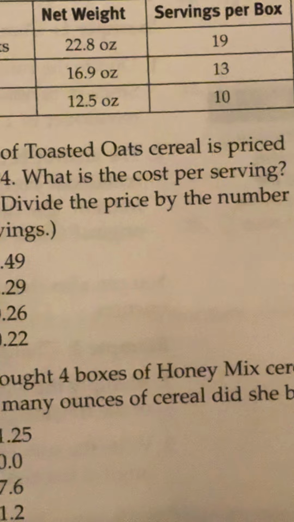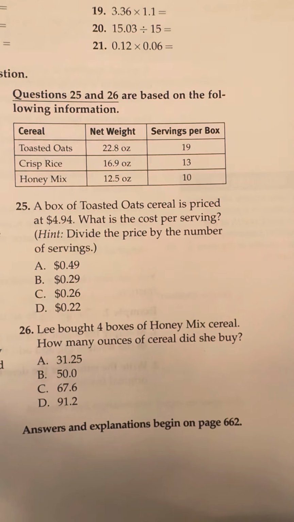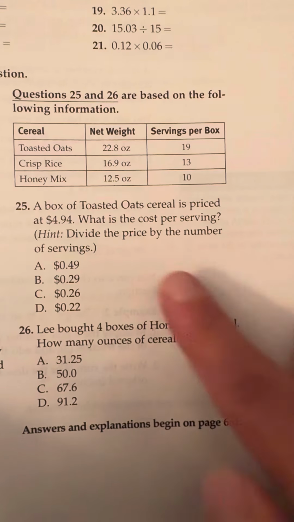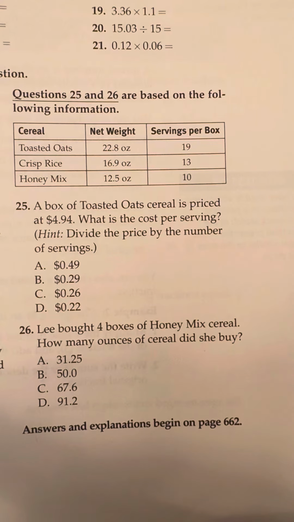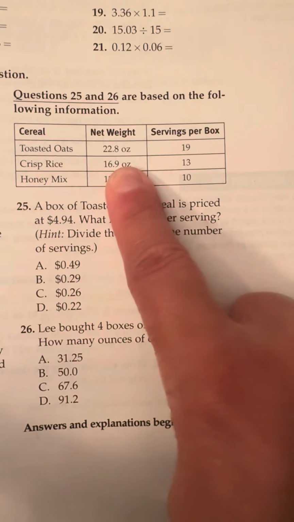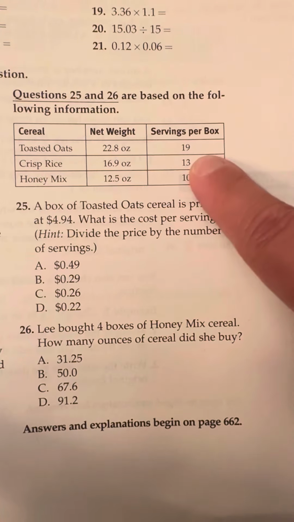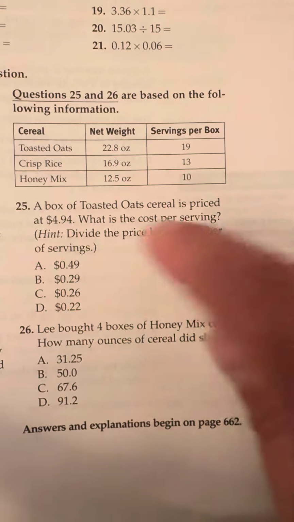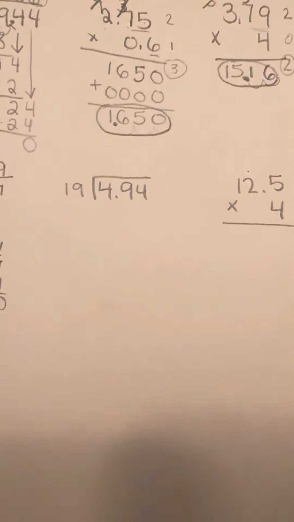Now we're going to go ahead. This next portion, next 2 questions actually deals with this table up here. So we're going to look at the box of Toasted Oats cereal, which is priced at $4.94. What's the cost per serving? So we're looking at Toasted Oats. We have a weight, but we don't really care about that. We're talking about the servings here. So there's 19 servings in a box, and each box is $4.94, we want to know how many total. So we're going to actually do another division problem.